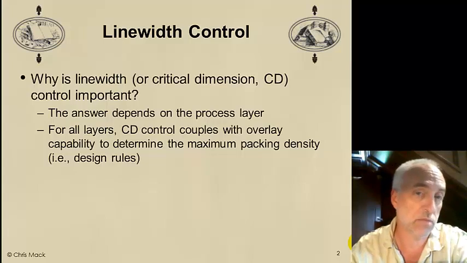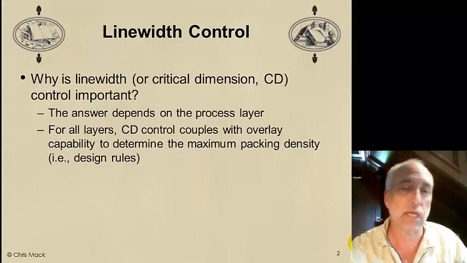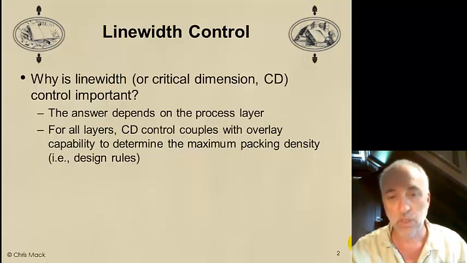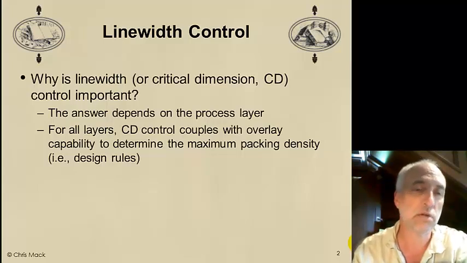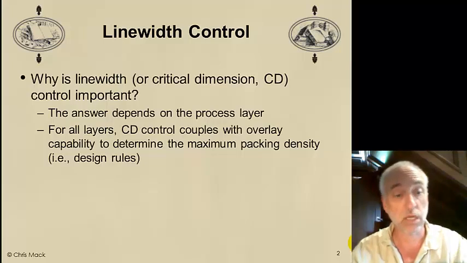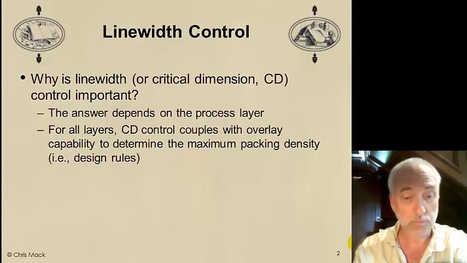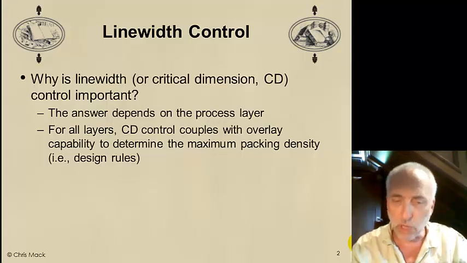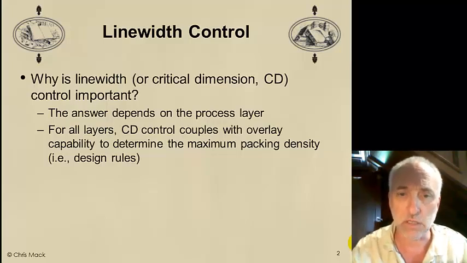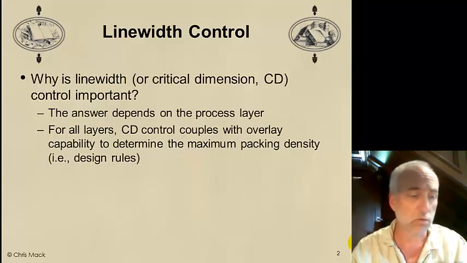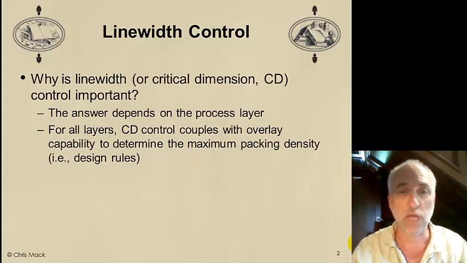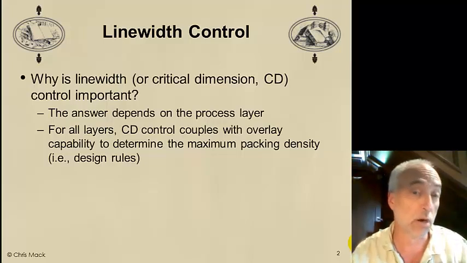So why do we care about CDs? Well, the answer depends on what we're doing. What is it we're making? Different process layers, contact holes, silicon trench isolation, active area definitions, etc. all have different requirements because of the different functions of the features that we're building. But for any layer, our ability to construct the complex shapes that make our devices includes two pieces. One, CD control, the ability to control the width of the feature, but then there's also the overlay capability, which is the positioning of the pattern relative to the other patterns already on the wafer.